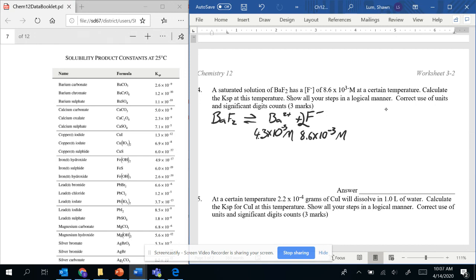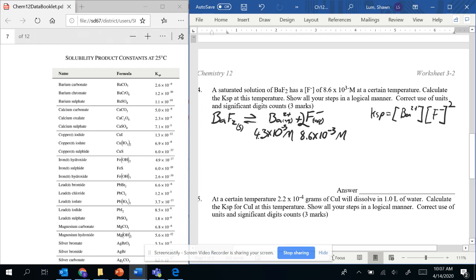Now, my Ksp expression is essentially the exact same thing as Keq, but remember BaF2 is a solid because it has low solubility, and only the aqueous ions are going to be in the expression. Since this is a solid, it's products over reactants, but the reactant is a solid, so it's just going to be the products. So it's just going to be the concentration of Ba2+ times the concentration of F-. But since there's that 2 in front, remember that gets squared right there.